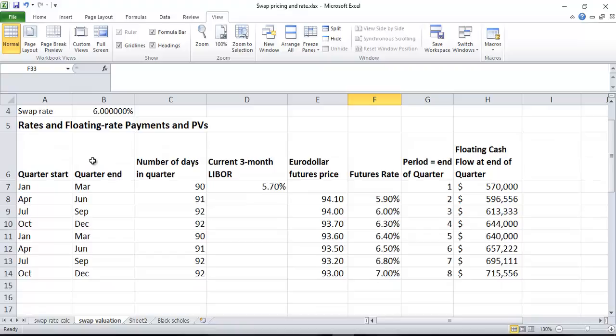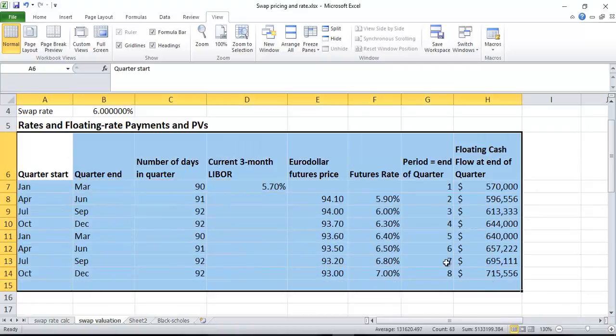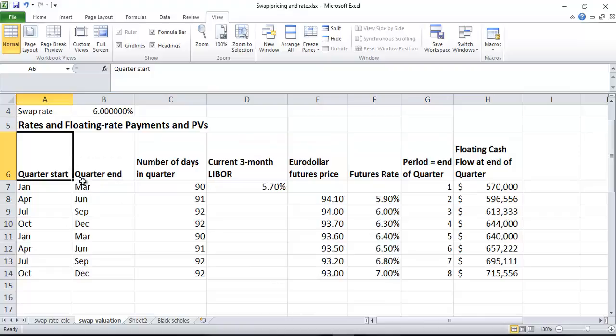Okay, so the first thing we need to do is take a look at this table here, and I want to explain what each column of data means. Quarter start refers to the settlement date of a futures contract that has a corresponding financing rate called the forward rate, based on which the cash flows will be calculated. For example, for this period January to March, you see 5.7%. There is no futures price here. So 5.7% is the rate at which you borrow from January to March. So these are 3 month borrowing windows.